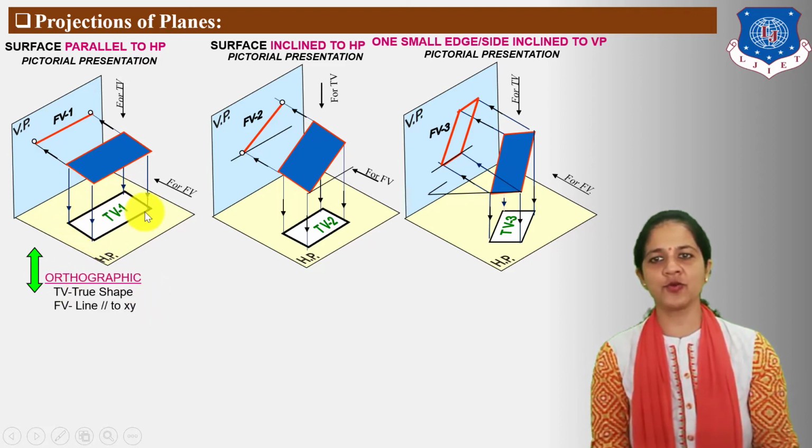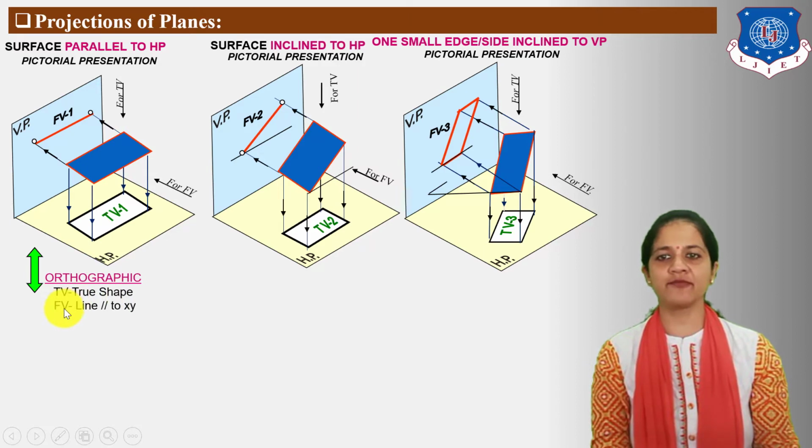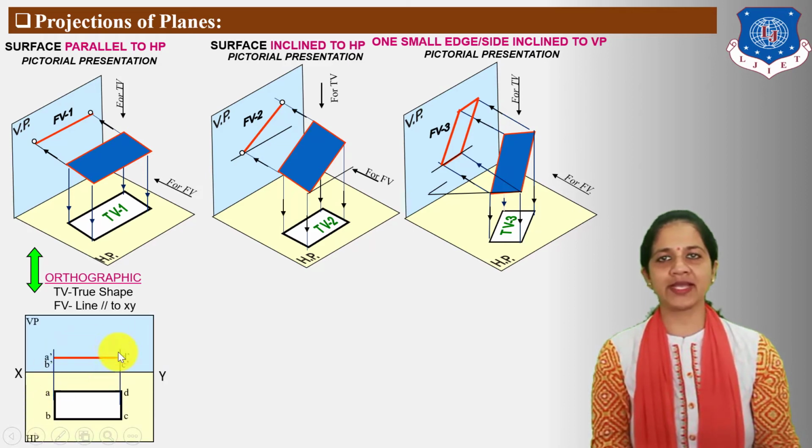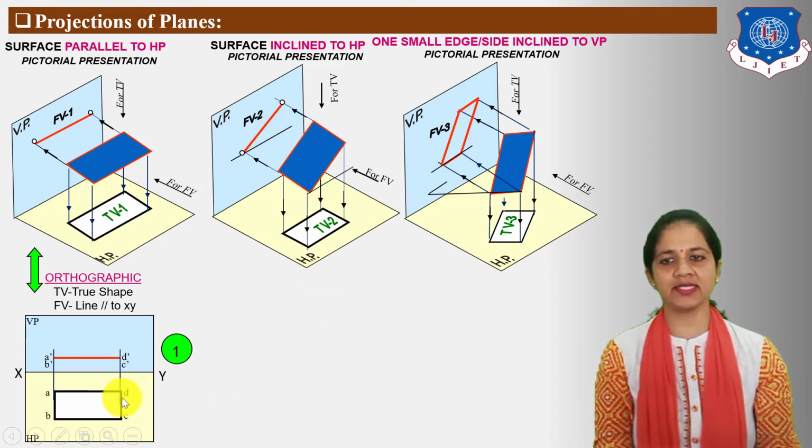Here the top view is the true shape and the front view is a line which is parallel to XY. So you can see here, in the first case the top view is a rectangle below the XY line and the front view is a straight line which is parallel to XY. So this is the first case top view and front view.